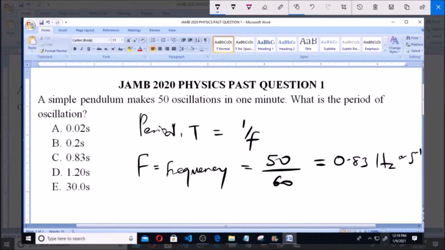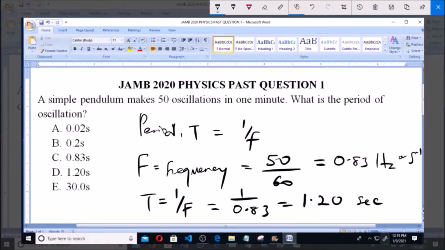Now from this we have that period T is equal to 1 over frequency, and like we know, period is the time taken to complete one oscillation, so that will be 1 over 0.83, and that will give us 1.20 seconds. So the answer to this question is option D, 1.20 seconds.